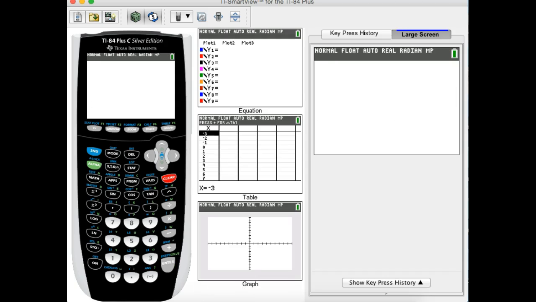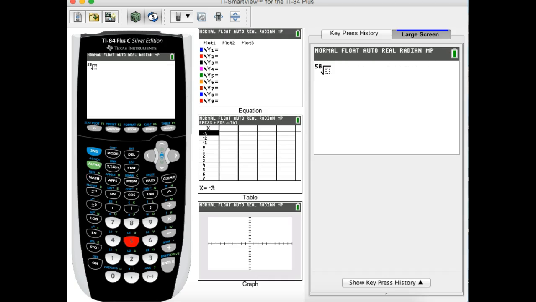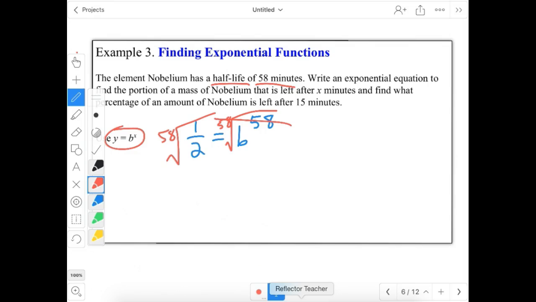So the first thing I'm doing, since it's such a high power of a root, I'm going to put in that number of the root that I'm taking. So I'm taking the 58th root. Then I'm going to push the math button. If you look down here, that fifth option, we have an X with a radical symbol. So that's to take any power of a root that I could ever think of. So you can see that I'm taking a 58th root, and now I'm going to say of 0.5 equals, we got 0.988. I'll use that value. So B then is equal to 0.988.